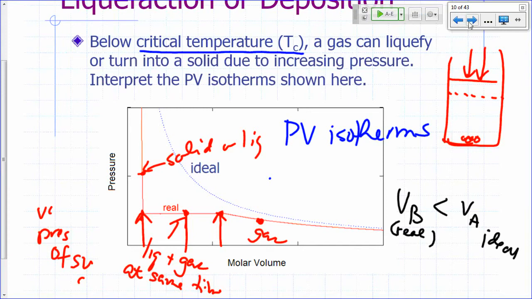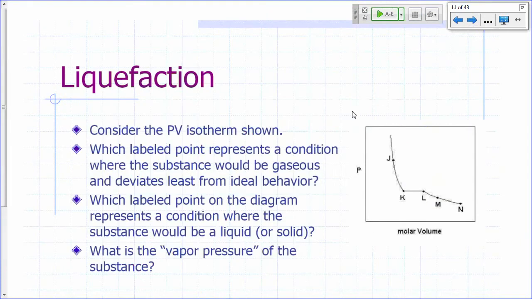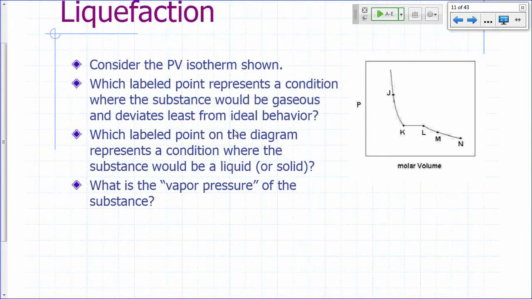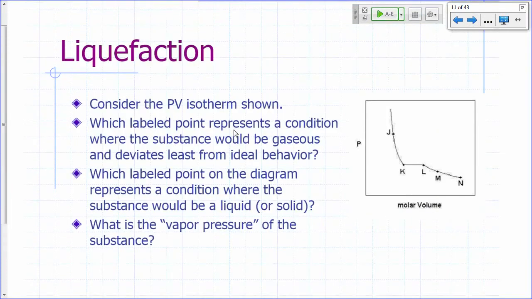So that's a typical behavior of a gas that, if you squeeze it at a given temperature, will turn into a liquid or solid. Okay? So let's look at this isotherm right here. Which of the labeled points, K, L, M, or N, would represent a condition where the substance is gaseous and deviates least from ideal behavior?